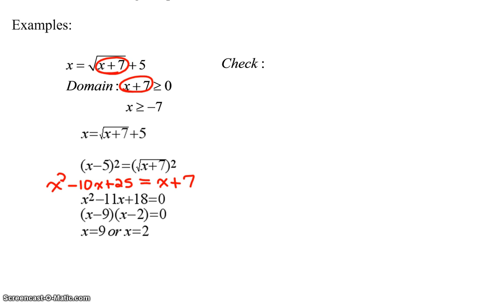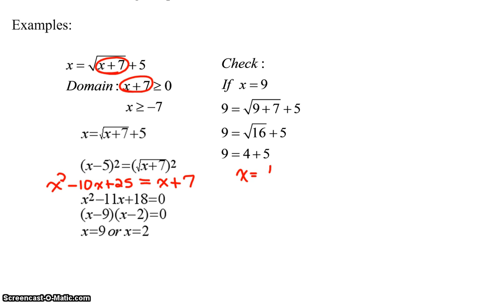Now, when I'm checking this against the domain, both of them work. They are both greater than -7. Now, to check this against the final solution, first, I'm going to check it when x is 9. I simply substitute 9 into the problem, do a little bit of arithmetic, and discover that yes, 4 plus 5 is 9. So 9 is a solution. X equals 9 is a good possible answer.